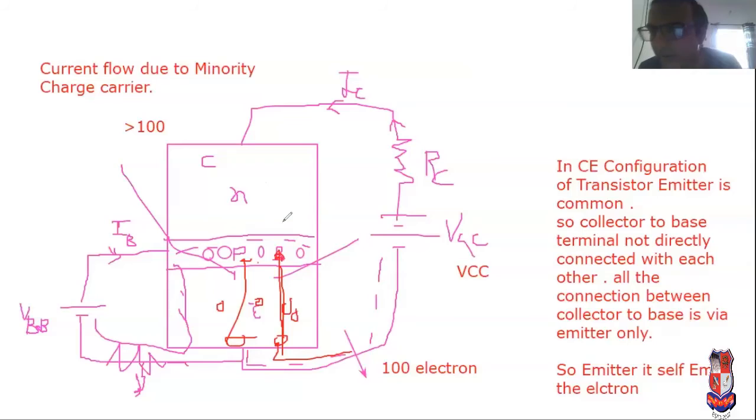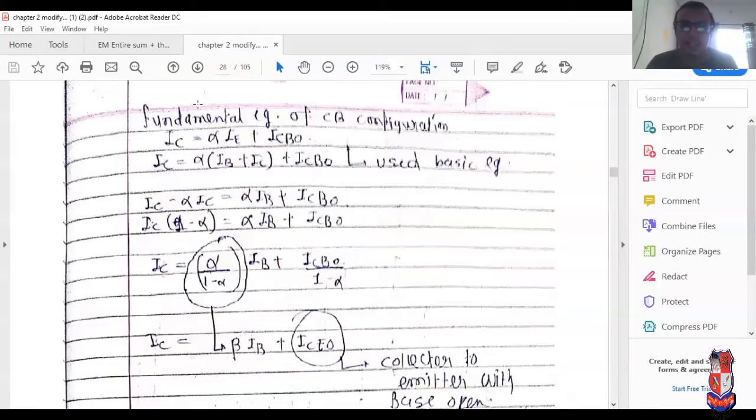Leakage current is always large in common emitter configuration of a transistor compared to common base. Try to understand this point. I have explained with the help of the derivation, so prepare this point very carefully. IC equals alpha times IE plus leakage current. See this equation. So alpha IE equals IB plus IC.